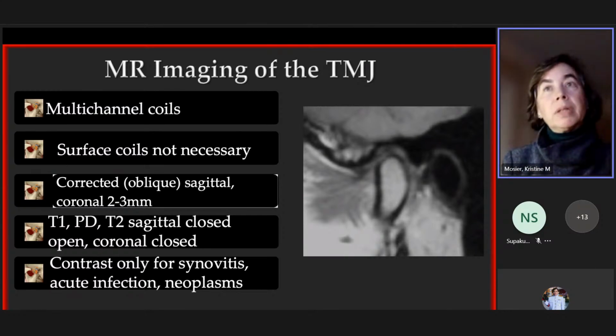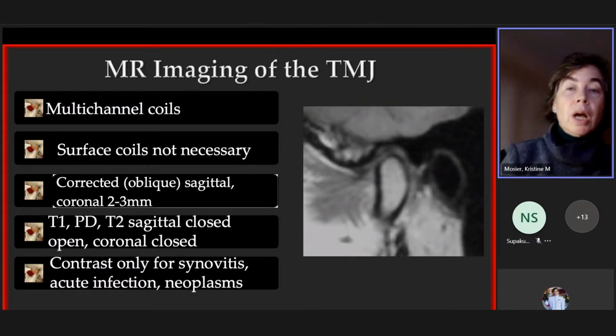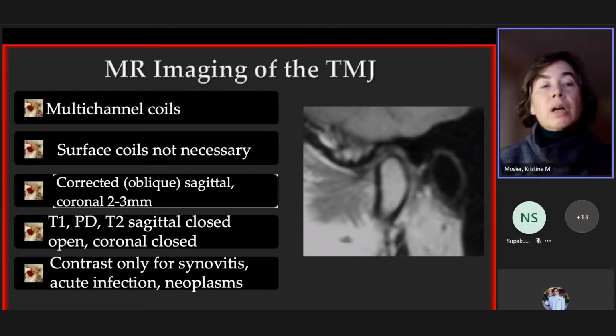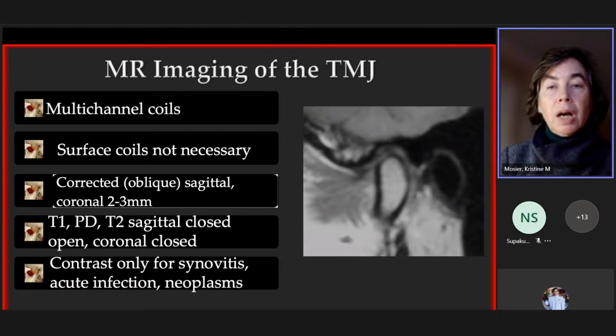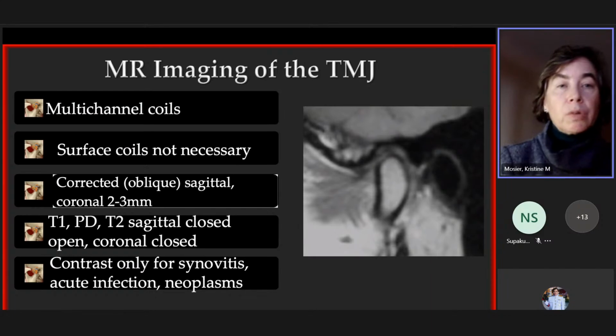So how do we do MR imaging of the temporomandibular joint? Well, because we have wide availability of multi-channel coils, we use those. We used to use surface coils, and if you have those available, those are actually very nice. They give you nice high-resolution views of the temporomandibular joint. But if you've got multi-channel coils, certainly those also give us very nice high-resolution views.